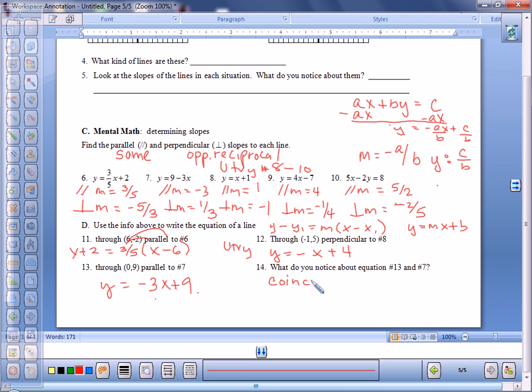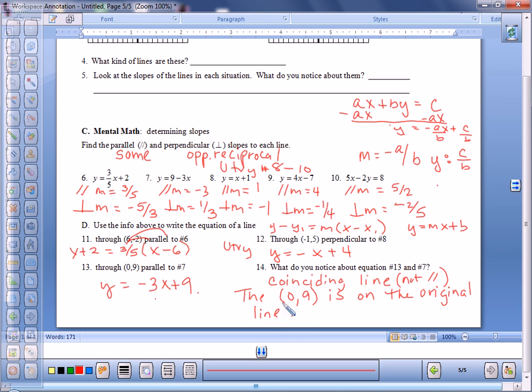Not parallel. And the reason is because the point (0,9) is on the original line. So if I ask you to find a line that's parallel to it, but I give you a point that's actually on the line, then you're not going to get a new equation. It's on the other line. Okay? Any questions? All right.